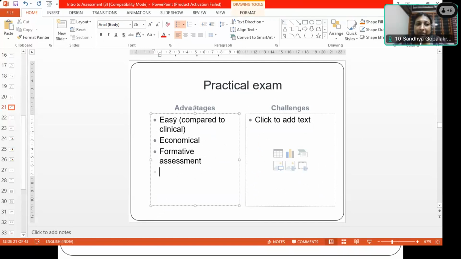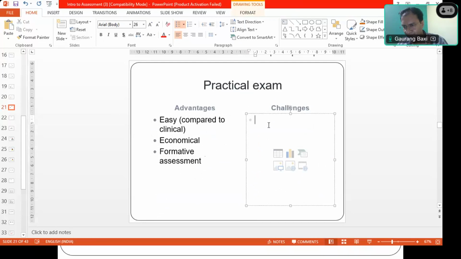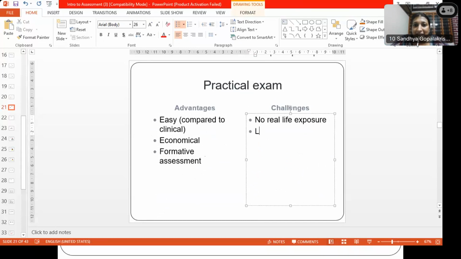So this much we have written. Challenges? There is no real life exposure. It's a practical scenario compared to the clinical. Lack of objectivity. Why do you feel so? Sir, in evaluation, there should be well-defined criteria. If the criteria are not there.